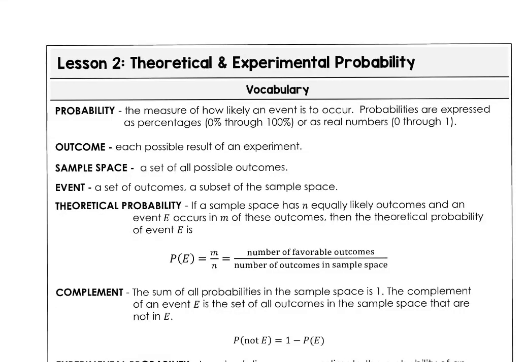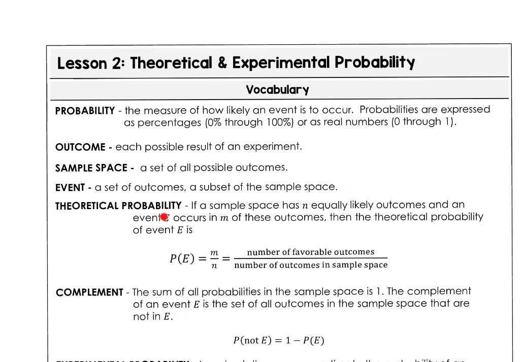Okay, today we're looking at lesson 2 and talking about theoretical probability and experimental probability. Now we know probability is the measure of how likely an event is to occur, and that probabilities are always expressed as percentages or as rational expressions or fractions, anywhere from 0 to 100%, or as a real number from 0 through 1. An outcome is each possible result of an experiment, and the sample space is all the possible outcomes. An event is a set of the outcomes or a subset of the sample space.